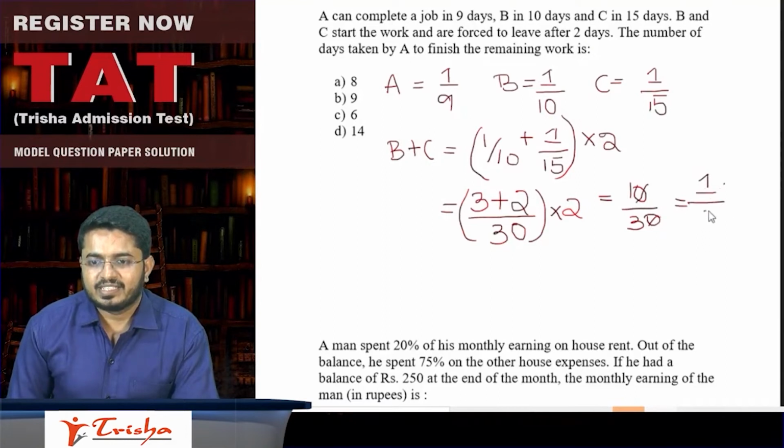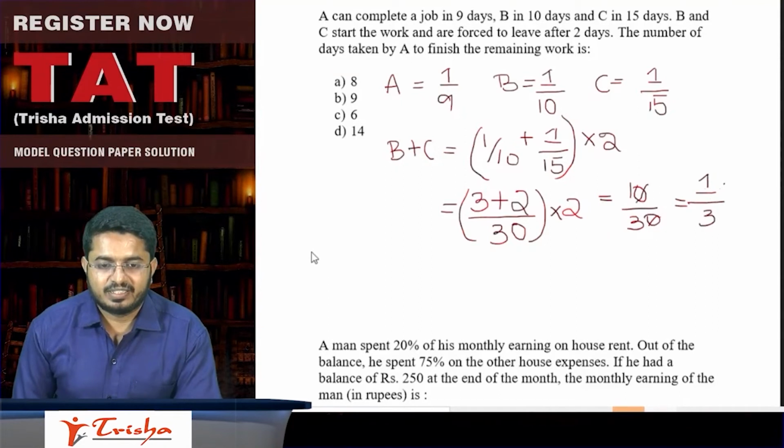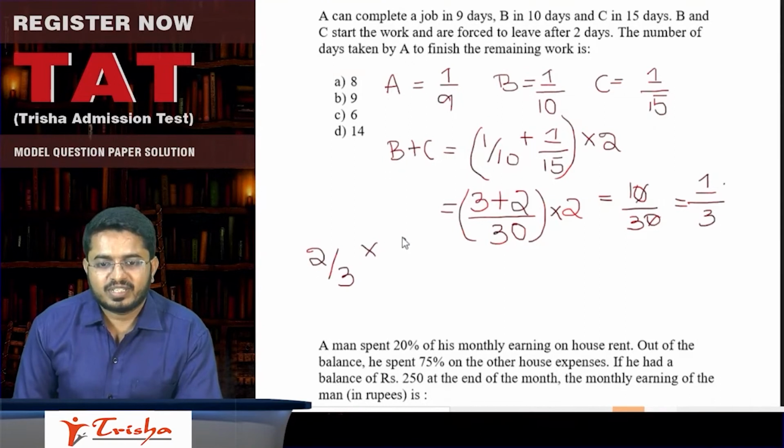So already what portion of work is done? 1/3, correct? 1/3 portion of work is done. How much is remaining then? 2/3 portion of work is remaining. If A takes 9 days to complete the full work, how many days does he want to complete 2/3 work? Just multiply by number of days he takes to complete the full work, right? So 3 ones are 3, 3 threes are 9, 3 twos are 6.